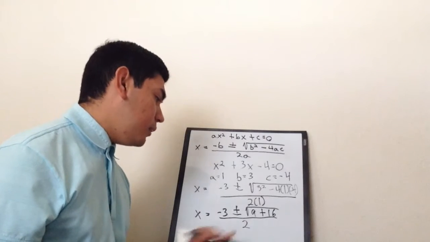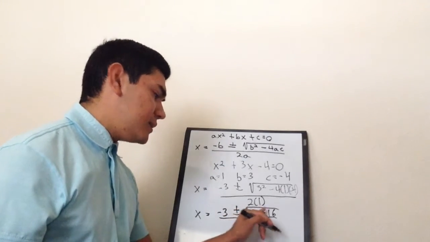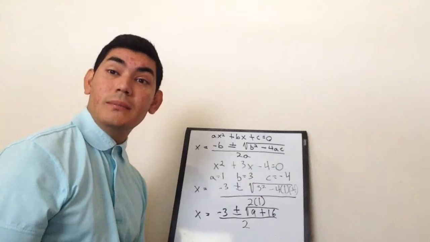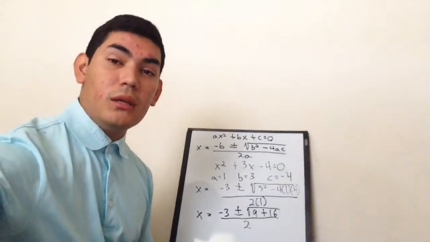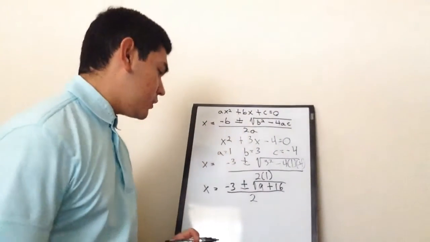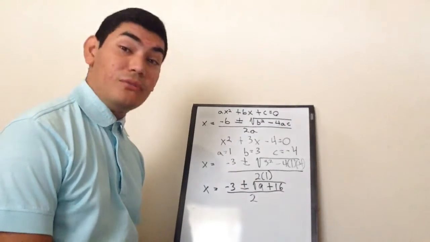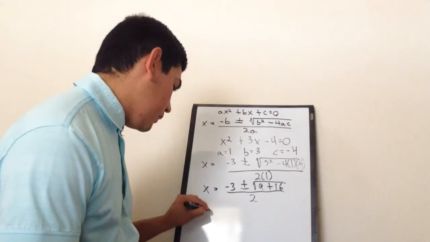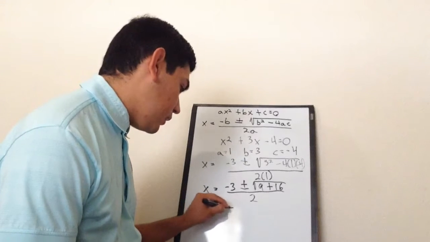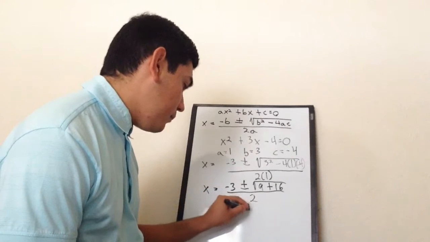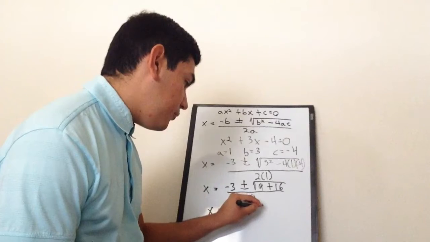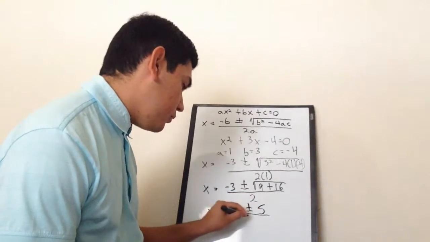Great. So now let's remember, 9 plus 16 is 25, correct. So let's continue going. So what is the square root of 25? Square root of 25 is 5. So I'm just going to write that down now. x equals -3 plus or minus 5 over 2.